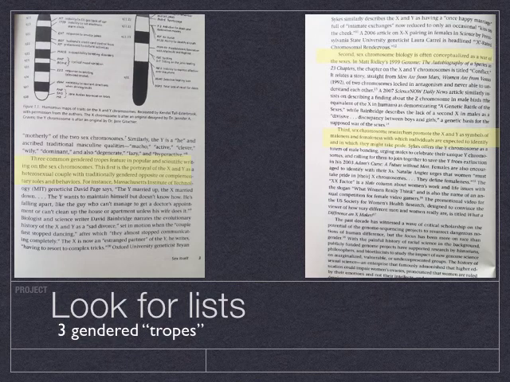Then you also want to look for lists of things. Those are often really handy, and a lot of historians will organize things. Take a concept and then list a few categories or ways that the point is going to be demonstrated. So here we see three common gendered tropes feature in popular and scientific writing on the sex chromosomes. And then she tells you the first one, and on the next page she tells you the second, and then in the next paragraph the third. Okay, so you can get that kind of idea.